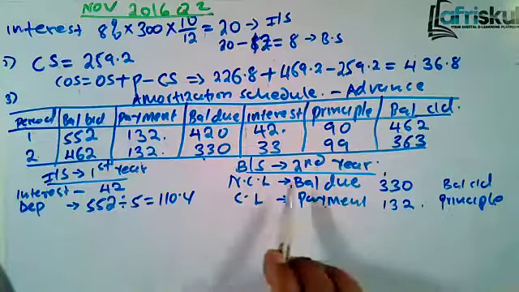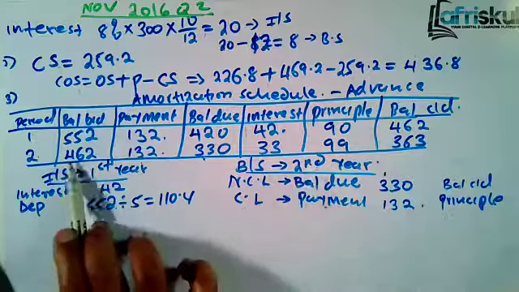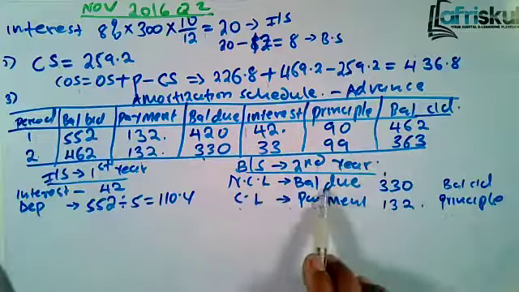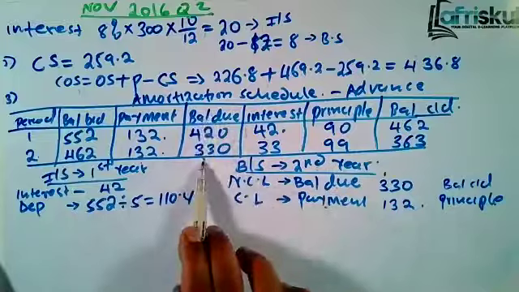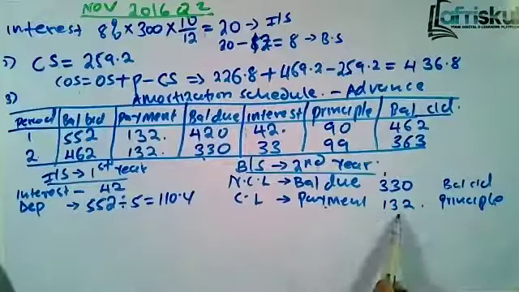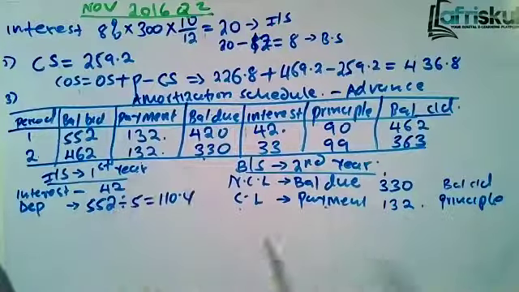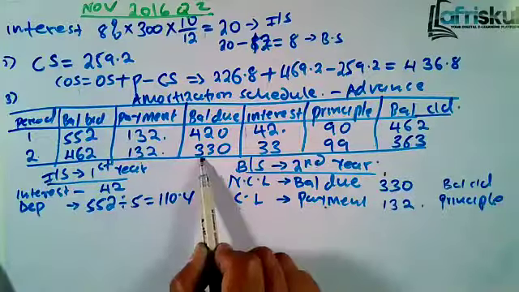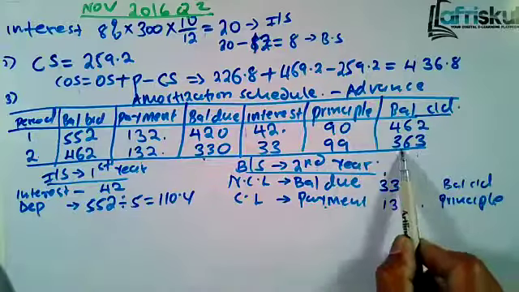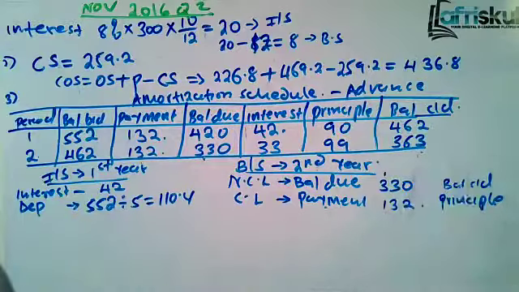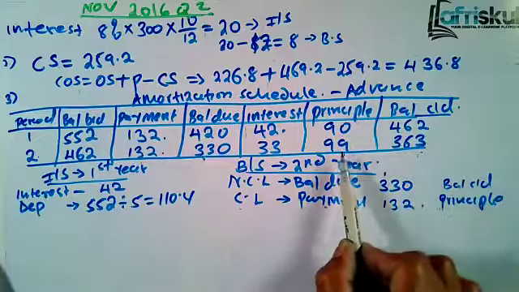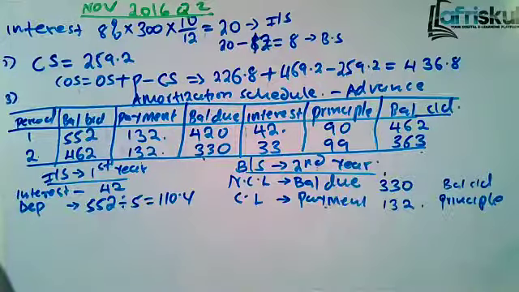And remember, all of it, we are focusing on the balance sheet, looking at the second year. Non-current liability, you take the balance due, and the balance due for the second year is 330. For the payment, 132 for the second year, because this lease we are paying in advance. If we had been paying in arrears, what changes to the non-current liability? You don't take the balance due. You would have taken the balance carried down, which is 363. And for the current liability, you would have taken the principal. That's when you're paying in arrears.